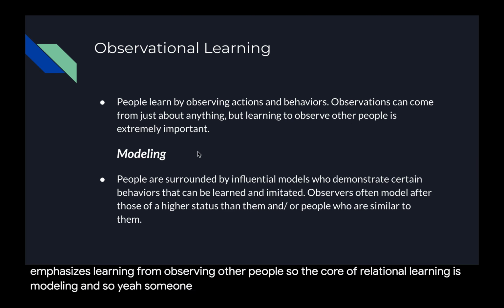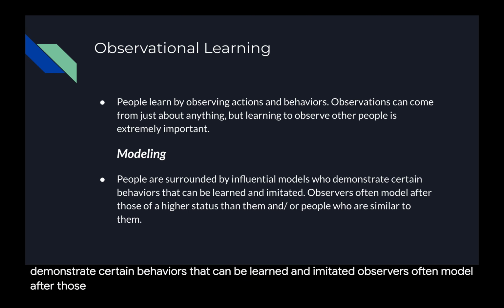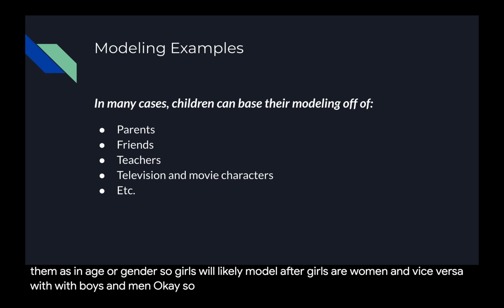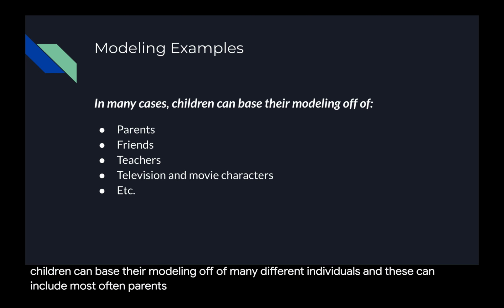And so modeling. People are surrounded by influential models who demonstrate certain behaviors that can be learned and imitated. Observers often model after those that have a higher status than them and or people who are similar to them, as in age or gender. So, girls will likely model after girls or women, and vice versa with boys and men. Okay, so for different modeling examples, people, mostly children, can base their modeling off of many different individuals, and these can include most often parents, friends, teachers, television and movie characters, and so on.